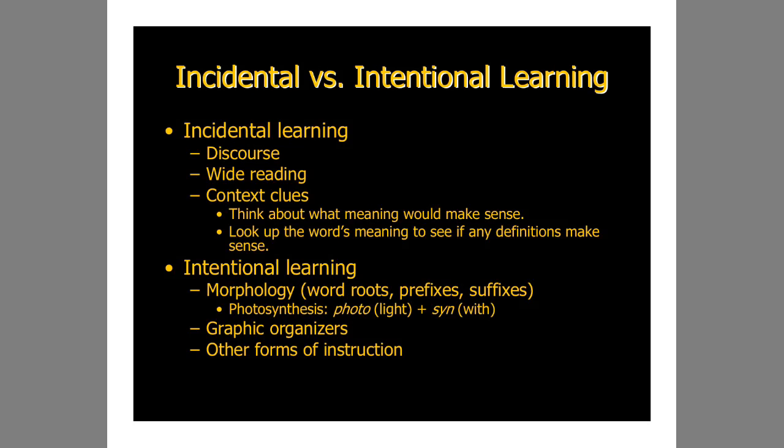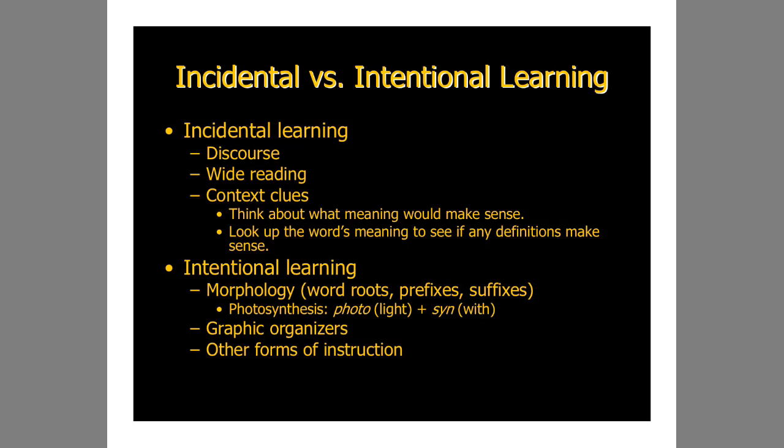And students also learn new words through context clues, and context clues refers to a strategy that good readers will use to figure out the meaning of an unfamiliar word. For example, if you come across a word that you don't know in a sentence, you will often stop and think about, well, what meaning would make sense given the context of the sentence and given the context of this paragraph that I'm reading.